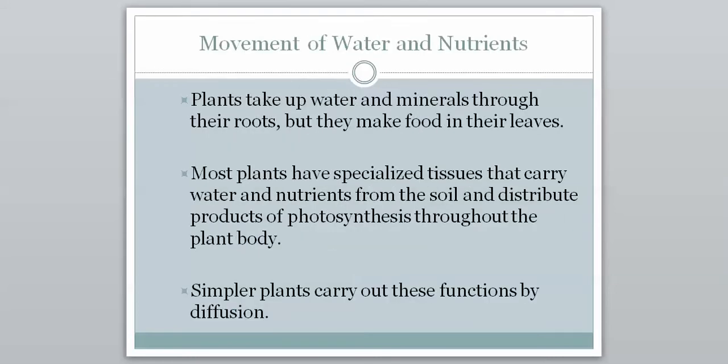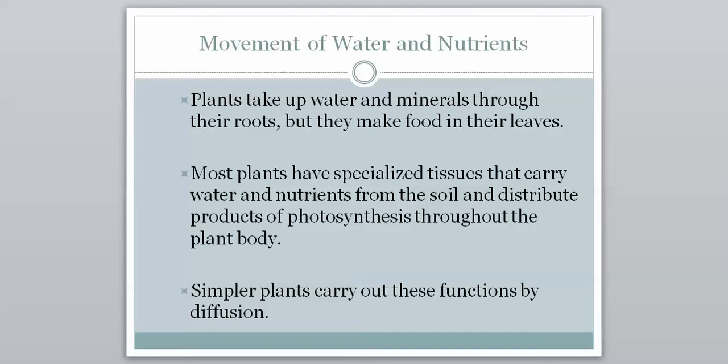And then movement of water and nutrients. Plants take up water and minerals through their roots, but they make food in their leaves. Again, that's the chloroplast. That's where photosynthesis occurs. That's their food. Then most plants have specialized tissues that carry water and nutrients from the soil and distribute products of photosynthesis throughout the plant body. So that's going to apply to almost all the ones we talk about.